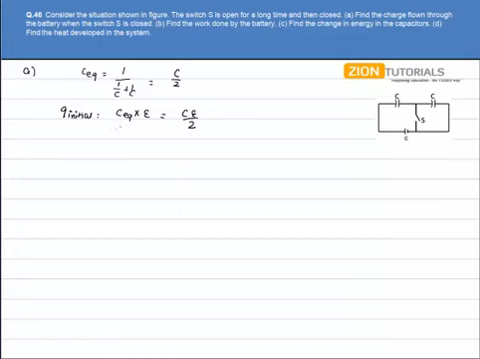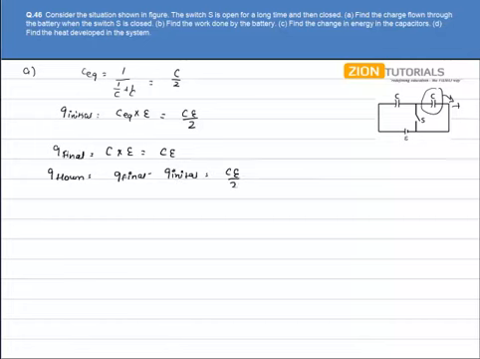Now when switch S is closed, then C2 is shorted and there is no use of C, so C will be eliminated. So we have the final charge, that is Q final, as C into epsilon, that is C epsilon. So the charge flown will clearly be Q final minus Q initial, that is C epsilon by 2. That is the answer to the first part.